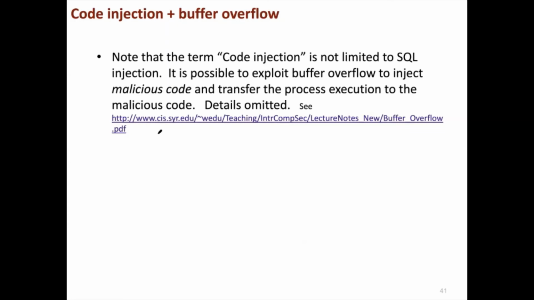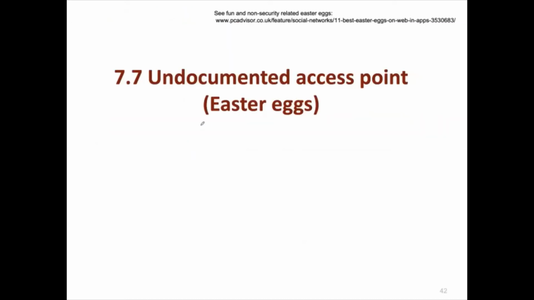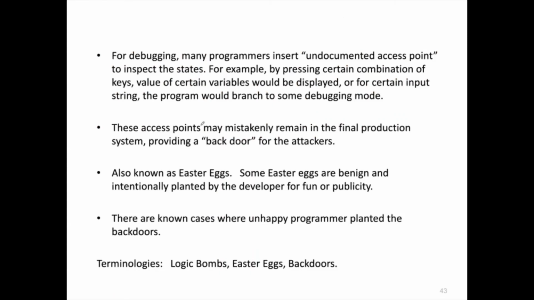Undocumented access point. For debugging, many programmers insert access points to inspect the state. For example, by pressing certain combination of the keys, the value of the variable will be displayed. For example, if you are writing a computer game, it's very difficult to reach the state. You have to play through the whole game to reach the state of having, let's say, experience point of 20,000.